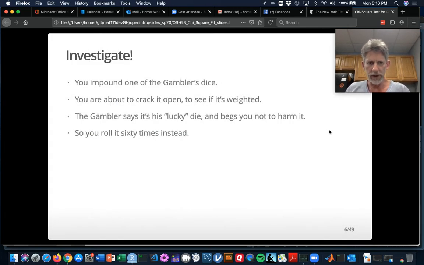And so they come to you, and they want you to do something about this because you're the sheriff. So you go to the gambler and you impound one of his dice, okay? And you're about to crack it open with your hammer to see if it's weighted on one side or the other. But the gambler says, no, please, don't break my die open. It's my lucky die. Don't hurt it. And so you think, well, I really don't have to see the inside to know if it's weighted or not. Maybe I could just see what it shows me in a lot of rolls. And so you've got time to roll it 60 times, and you do that. And you tally up your results.